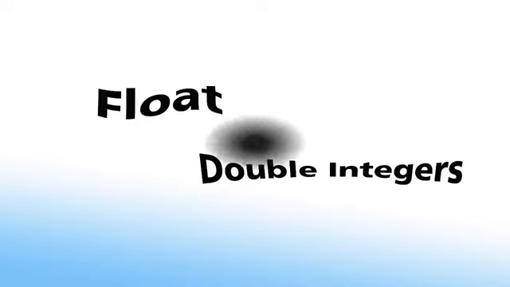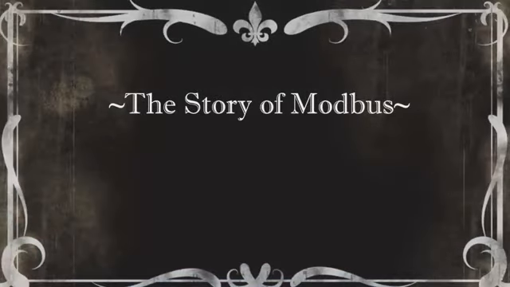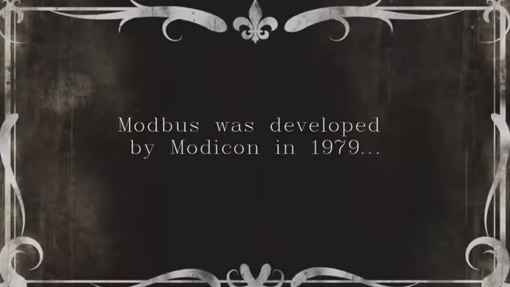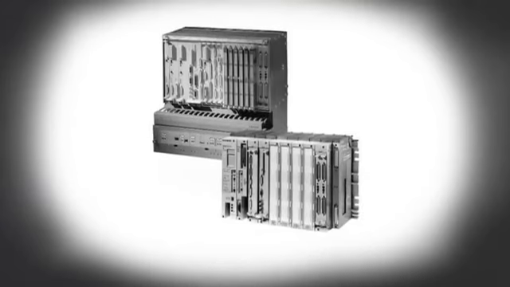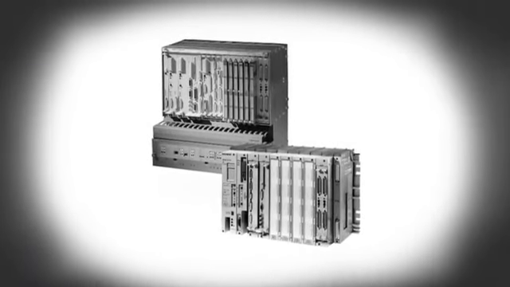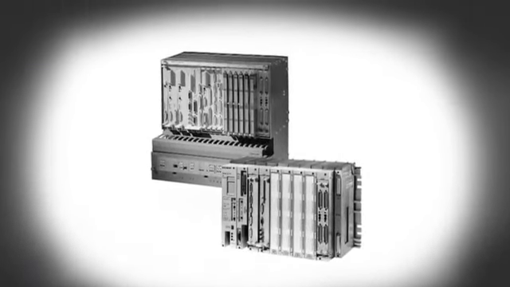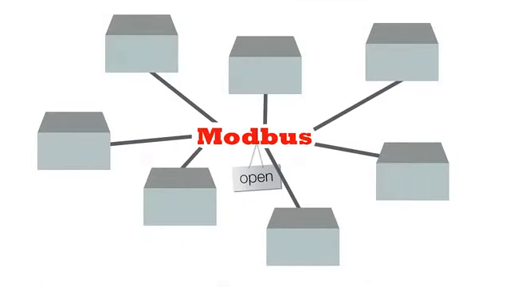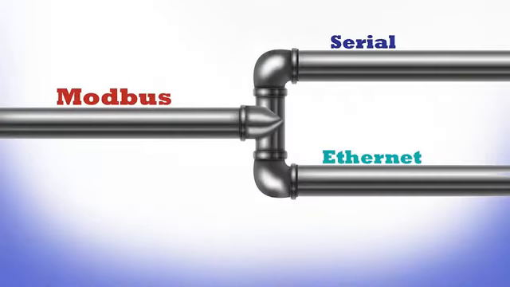First, a brief history lesson. Modbus is a serial communications protocol developed by Modicon in 1979. It was created specifically for use in Modicon PLCs for industrial applications. Today, it's an open protocol used by a wide range of automation products. Modbus can be used over Ethernet as well as serial cable.